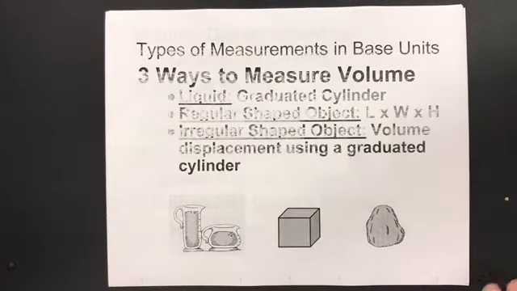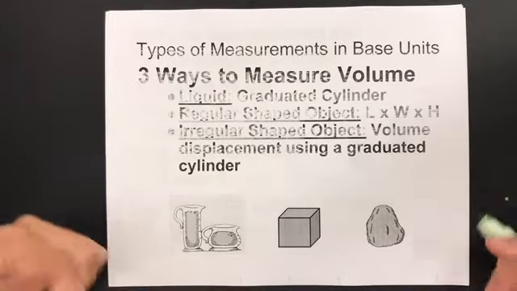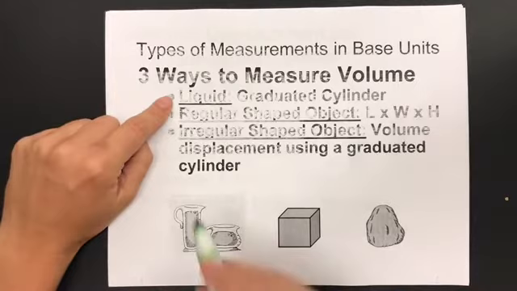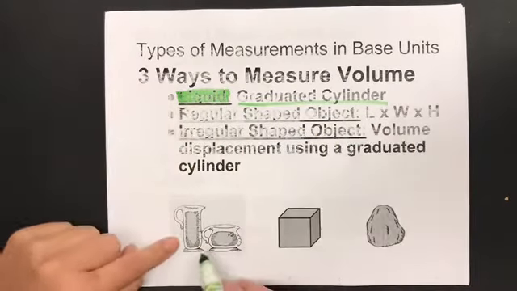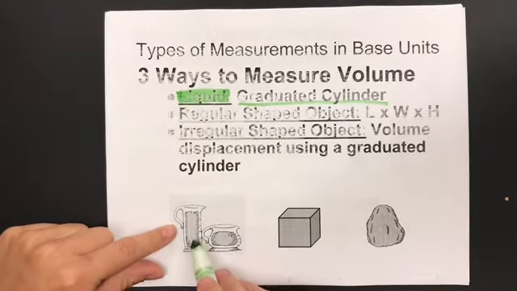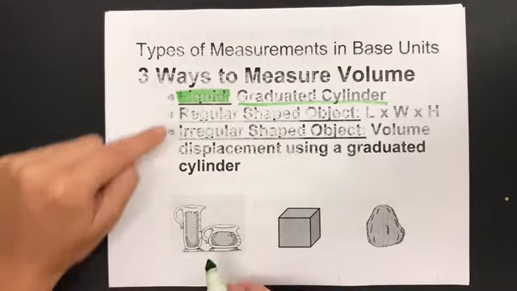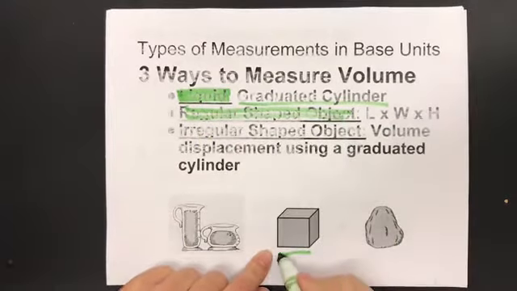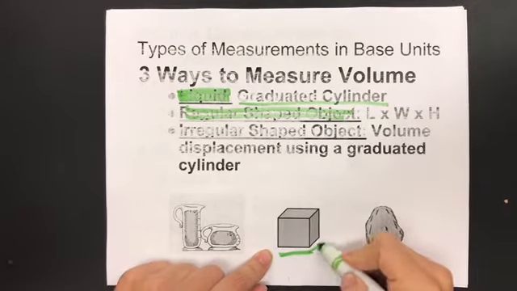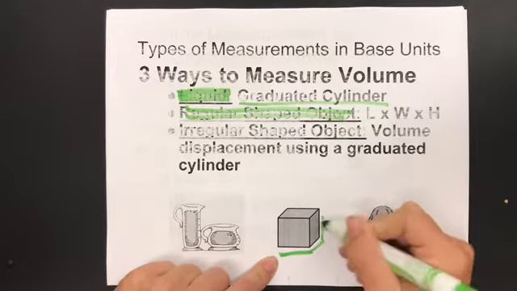Now, with volume, we have a little bit more math that comes with it. You have to be able to find the volume of an object in 3 different ways. The first way is the one that you're probably familiar with the most, and that is if it's a liquid, you're going to use what's called a graduated cylinder. So that's this picture over here, or like in the kitchen you use a cup or something like that. Regular shaped objects, you can find the length, the width, and the height, and you just multiply them. So length, width, height.